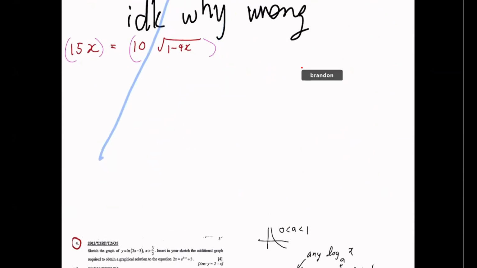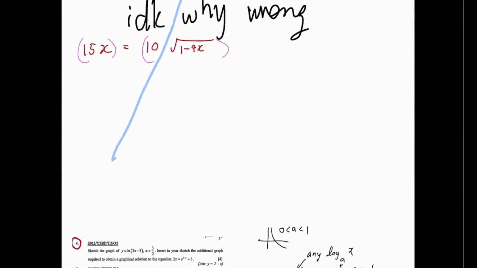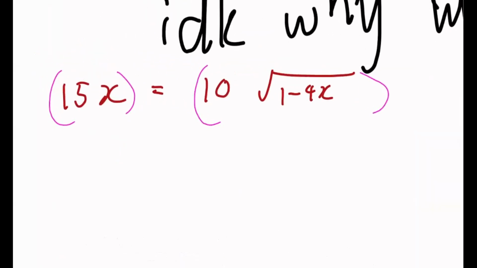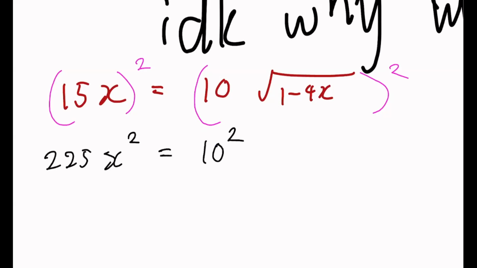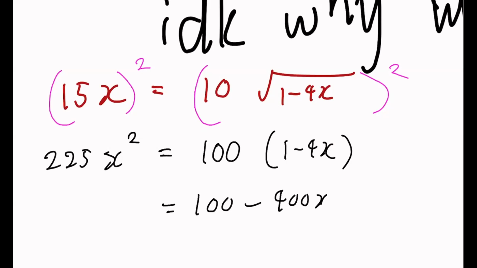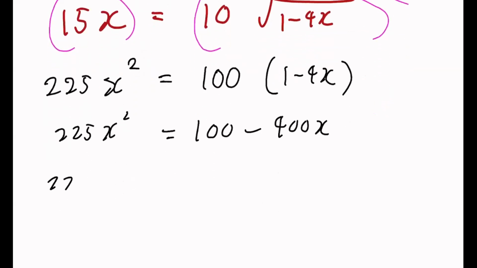Okay. So yeah, whenever you got square root, just remember the super long-winded practice you did. Square both sides, so 10 squared times square root squared. Okay, 10 squared is just 100. Then square root squared is just 1 minus 4x. Then what do you get? 100 minus 400x equals 225x squared. This is just a quadratic equation, right? Then just calculator. Yeah.